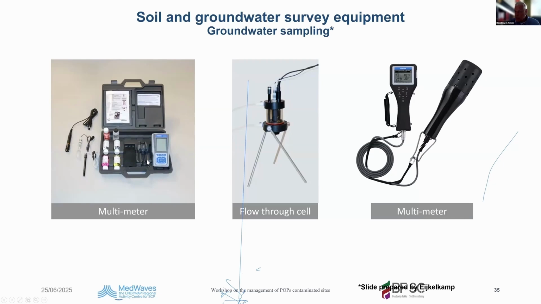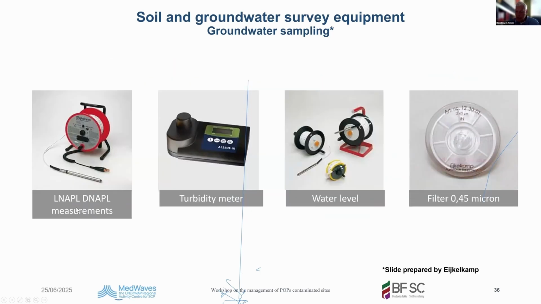Multimeters, I told you to do several measurements on site before sampling. So you have different multimeters, and this is the flow cell. So the water from the well is coming inside, being measured, and then taken here to the sampling device to measure your floating layer. This is an acoustic sound, and it gives a signal when it passes through oil, and it gives a signal when it passes through water.